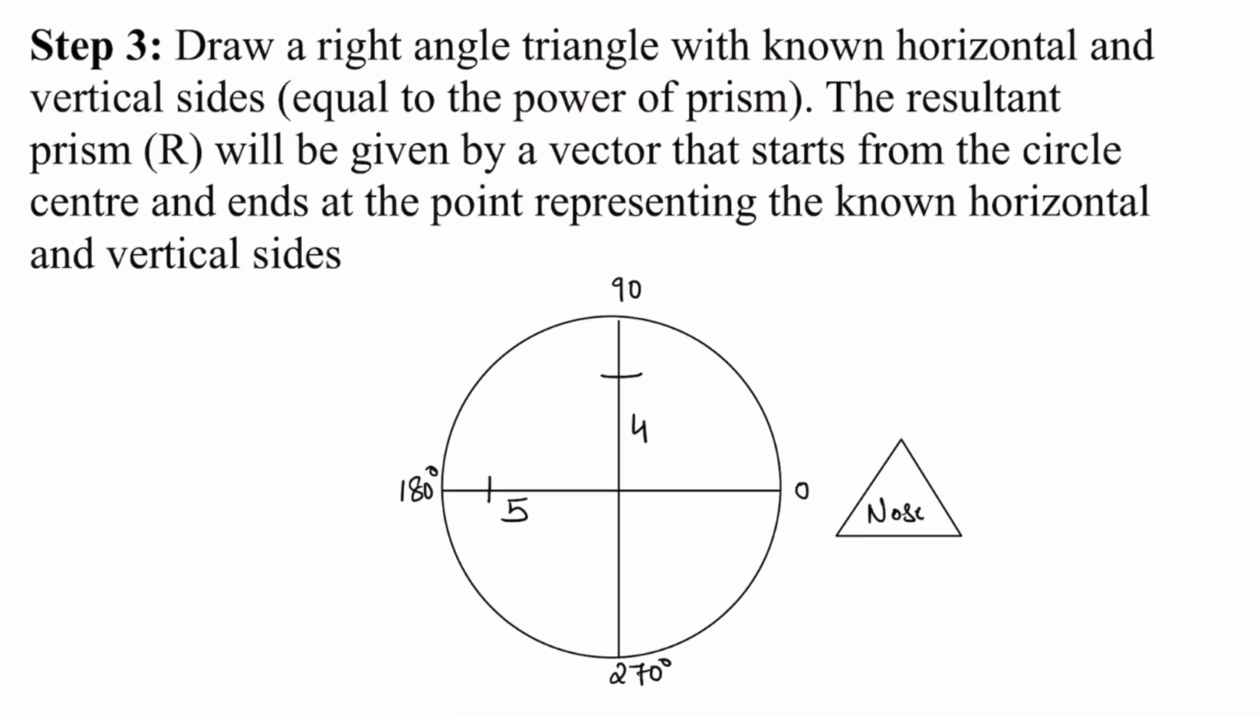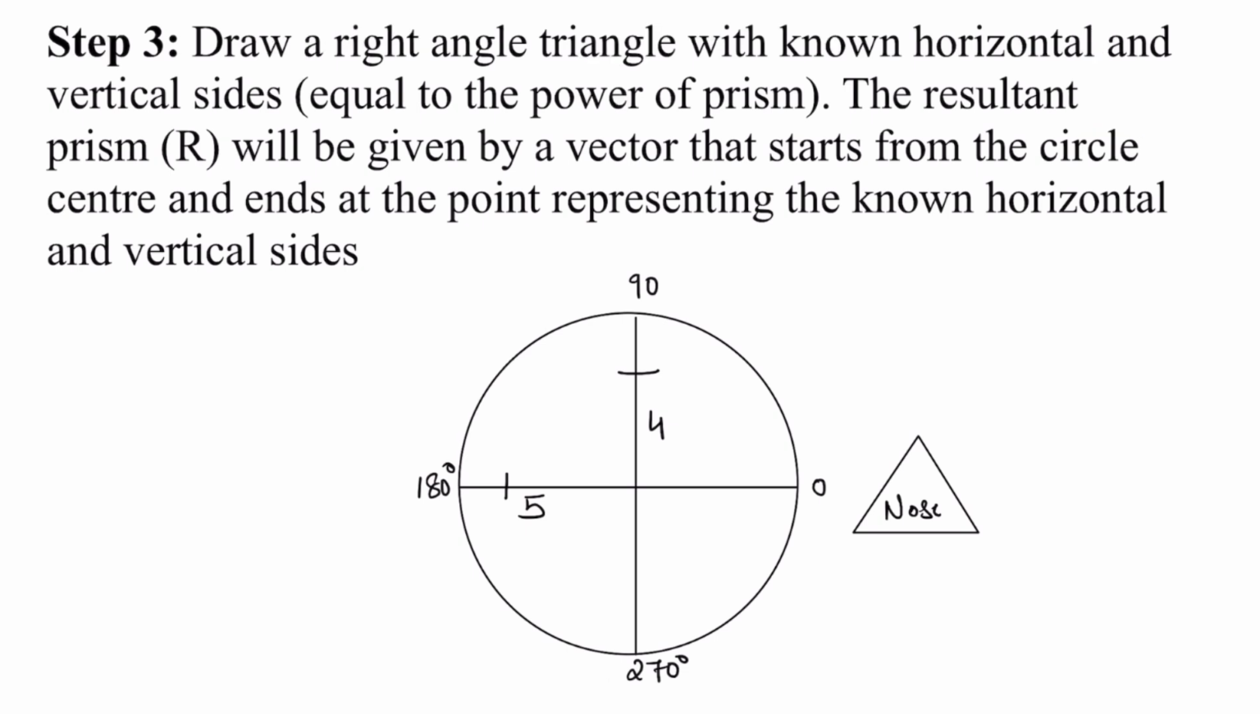So step 3 is draw a right angle triangle with known horizontal and vertical sides. The resultant prism will be given by a vector that starts from the circle center and ends at a point representing the known horizontal and vertical sides. Here we're going to draw a right angle triangle with known horizontal and vertical sides. As we know, this vertical side is equal to 4, this angle will be 90 degrees, and this angle we need to find.